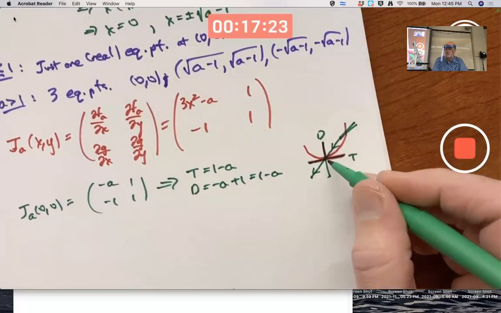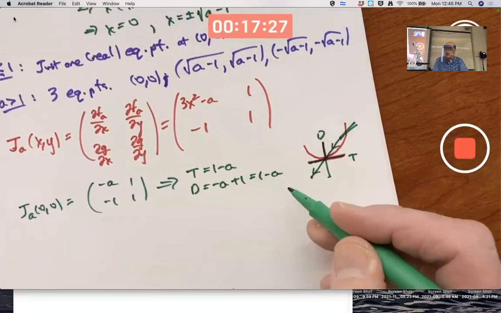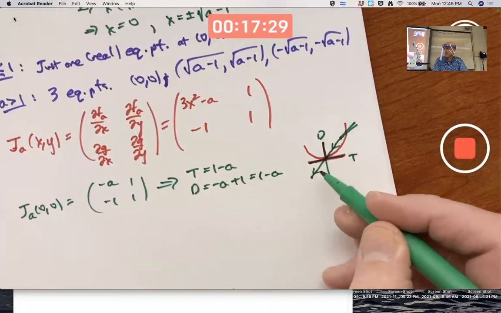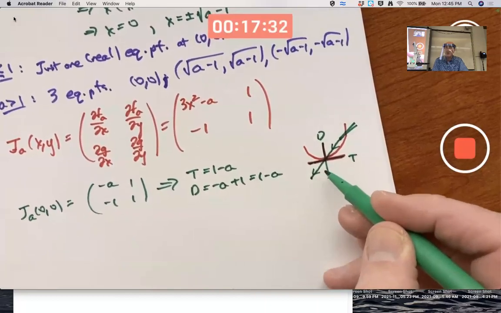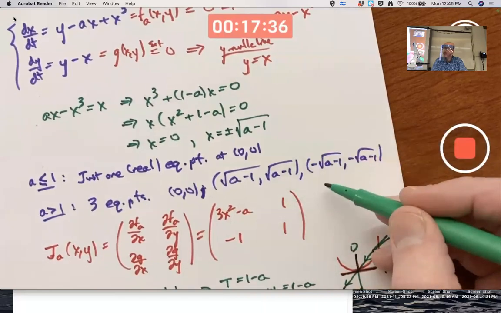When am I going to go through the origin? When t and d are 0. A equals 1, I'm going to go through the origin. And that corresponds to the value of a when we switch from 1 equilibrium point to 3. A equals 1 for sure is a bifurcation value.